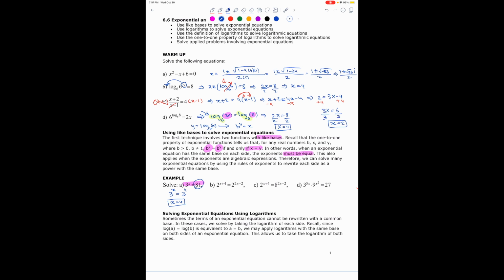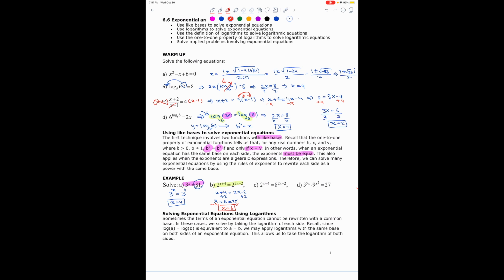Same with part B. Part B, as you can see here, we have the same bases already. So we can conclude that the first exponent, x plus 4, is the same as 2x minus 2. And then we can solve that expression. First, we're going to add 2 to both sides of the equation. We get x plus 6 equals 2x. And then I'm going to subtract x from both sides of the equation. So I will have x equals 6. And that is the final answer.